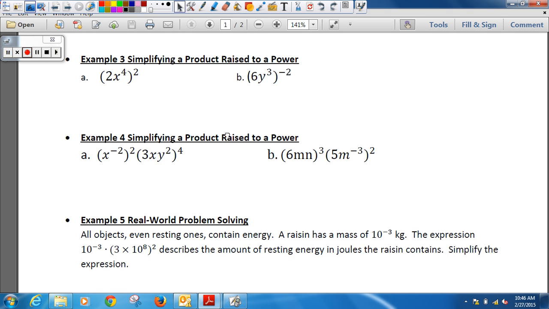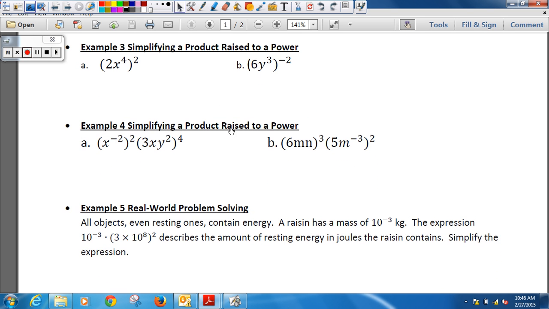Example 3 is simplifying a product raised to a power. So here, this whole thing is squared. So I got to make sure I get that to every single term on the inside. So I would get 2 squared, x to the 4 times 2 is 8. Well, 2 squared, I need to go ahead and keep simplifying. 2 squared is 4, x to the 8. I am now completely done.